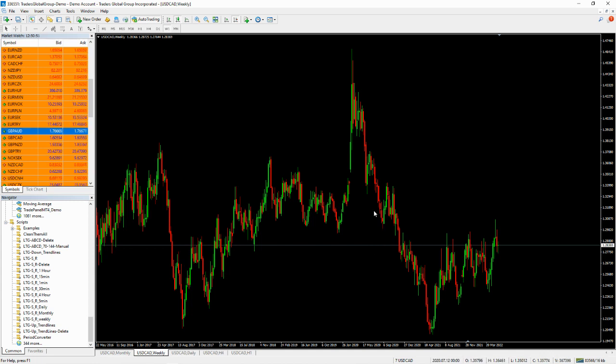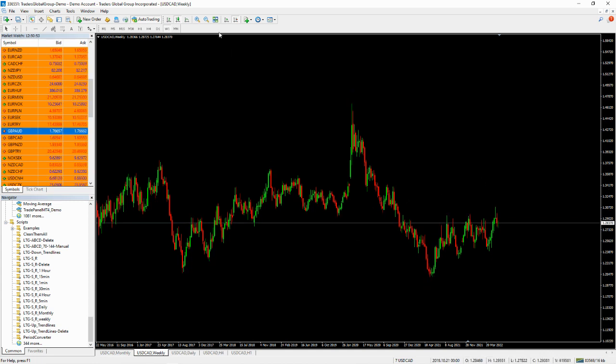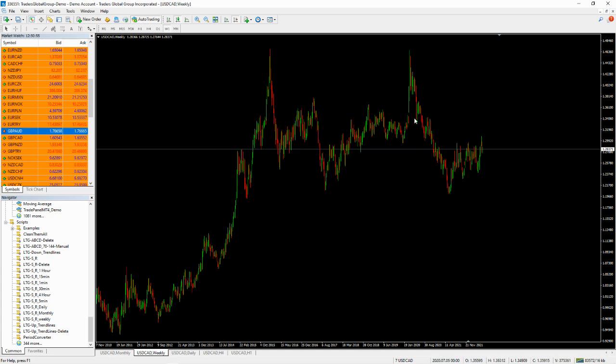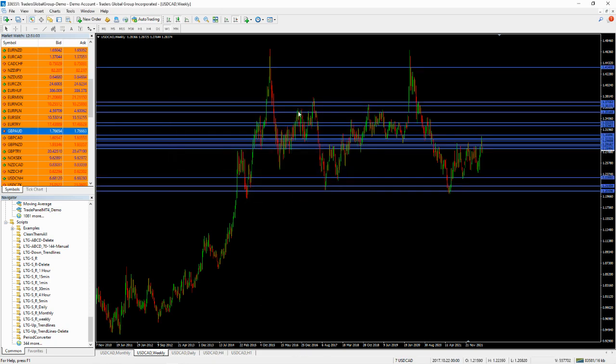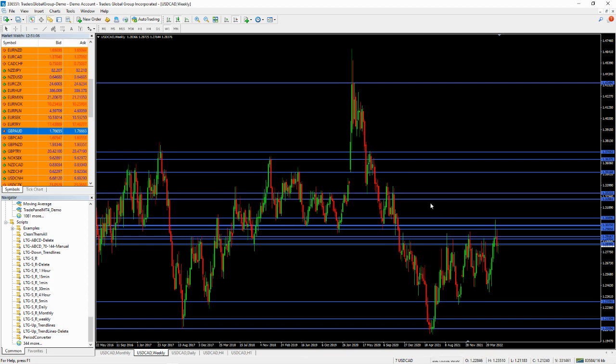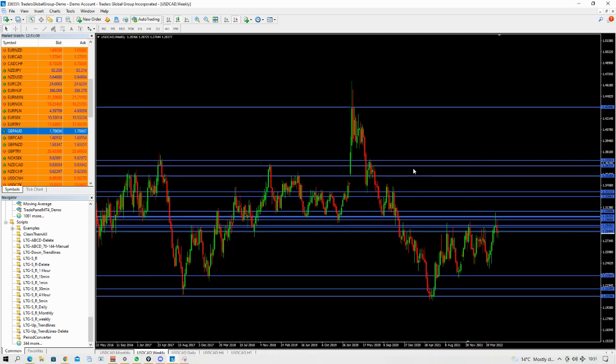Let's now look at the weekly. So here is the weekly chart. You can see, again, the market is going in a range there. So I'm just going to put in the weekly levels, again, to really reiterate what we were saying there, that the market is finding resistance here.